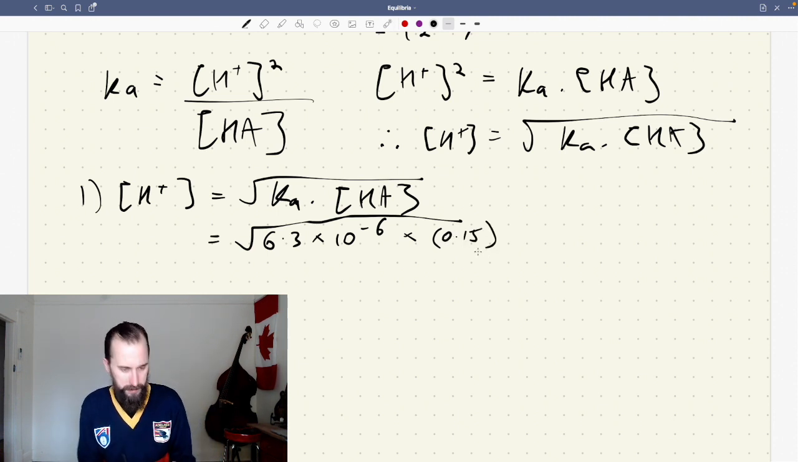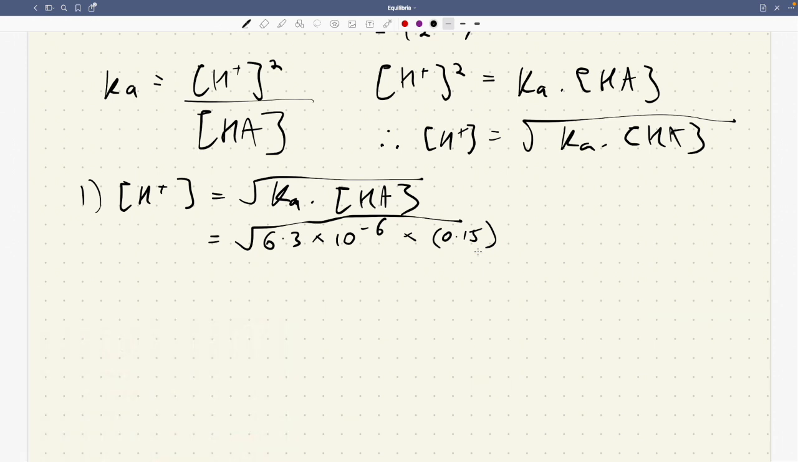All right, plug it all in. 6.3 times 10 to the minus 6 times 0.15, and I'll get a square root of that. We end up with a value of, no, what have I got? 9.7 times 10, I've got to count my zeros. 1, 2, 3, 4, times 10 to the minus 4 moles per decimeter cubed.